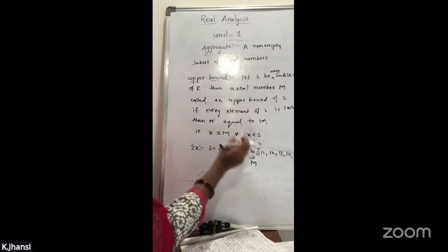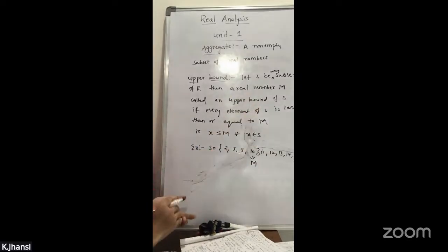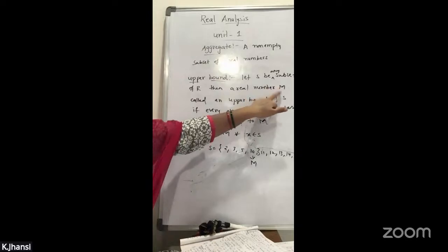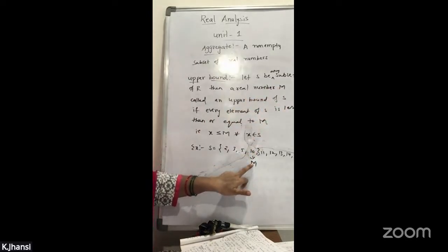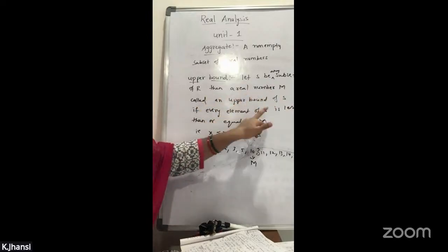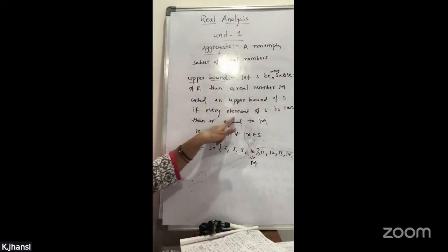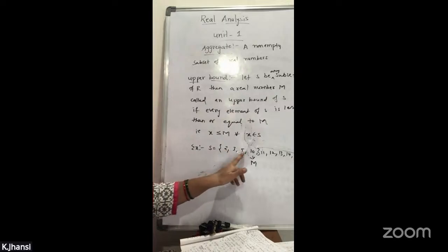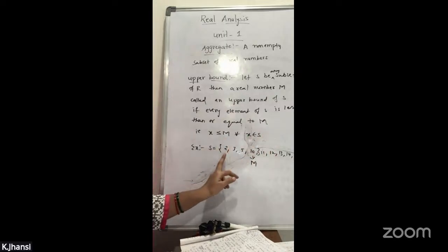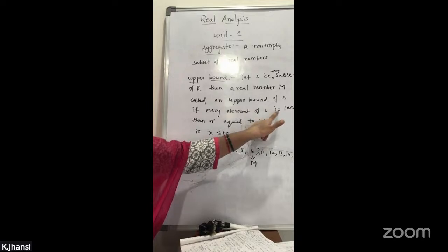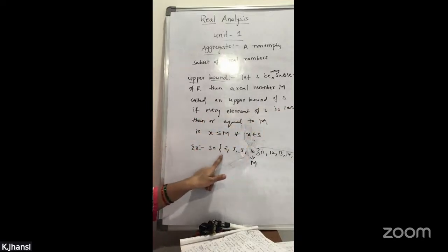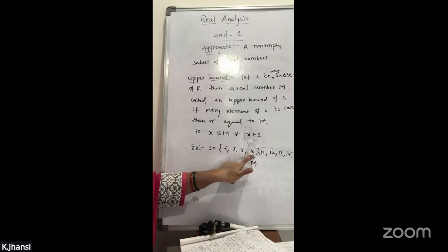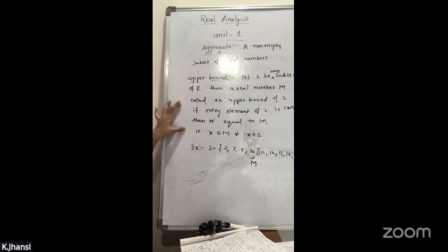Whichever the definition, a real number M, which is the highest value that you take as capital M, is called an upper bound of S if every element of S, each and every element, is less than or equal to M. These are all less than or equal to M. So this is the definition of upper bound.